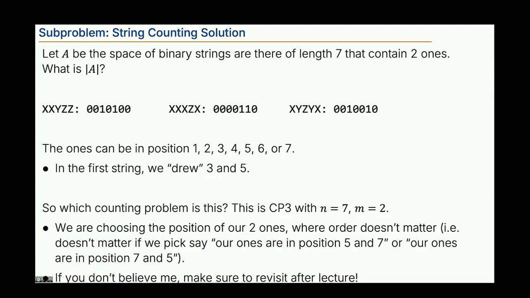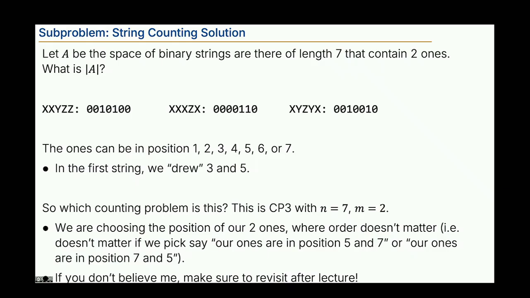Okay, we're drawing two things. And what are those two things we're drawing? We're drawing the positions of our ones. So there's the first thing we draw, maybe we draw a 3. That's the first position for a 1. And the next thing I draw is a 5. Okay, so the different draws I could have made are 1, 2, 3, 4, 5, 6, or 7. So the first draw I make is a 3. The second draw I make is a 5. Okay, does that make sense?